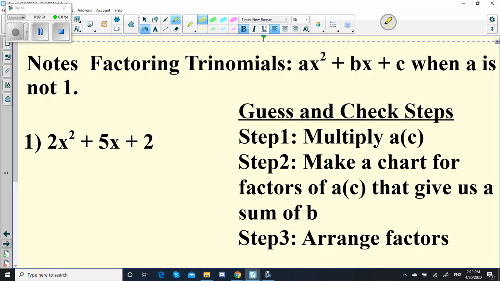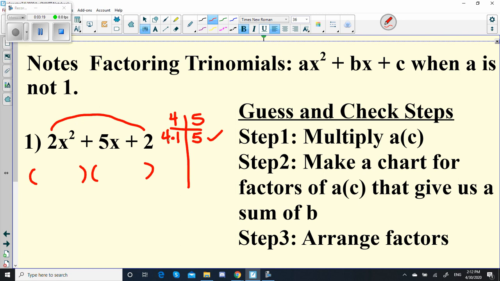So for example, I've got 2x squared plus 5x plus 2. What I do is I multiply a times c. So what's 2 times 2? Well, that's 4. So I'm looking for factors of 4 that give me a sum of +5. Instead of just looking at the c, now I have to multiply the a times the c. Well, 4 times 1 jumps out at me. 4 times 1 is 4, and 4 plus 1 is 5. So I found it right away. I know that these are both positive because of the 2 pluses, so I know both of the parentheses are positive too.